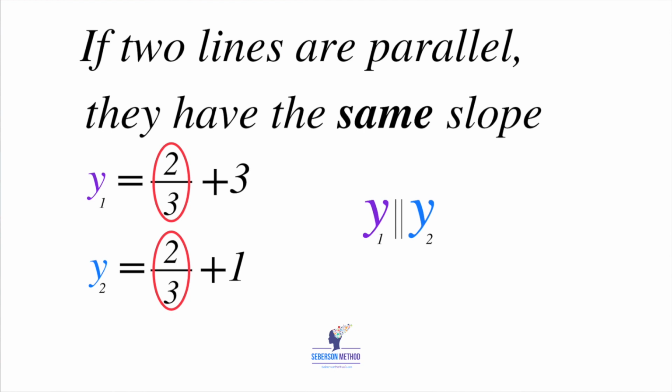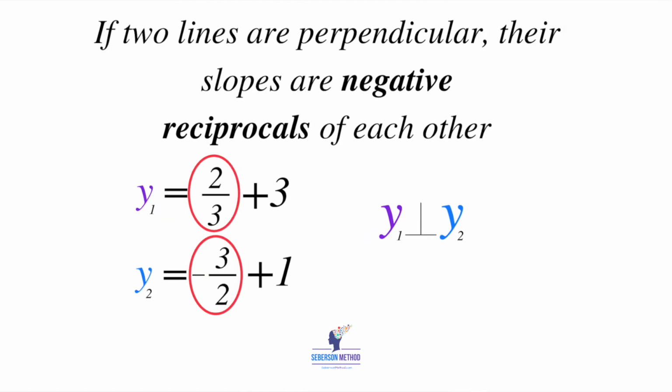And if the two slopes are negative reciprocals of each other, if you don't know what negative reciprocal is, I can demonstrate. 2/3 and -3/2. So you're going to flip the number and you're going to put a negative sign in the front. These are going to be perpendicular. And let's tackle this problem together.